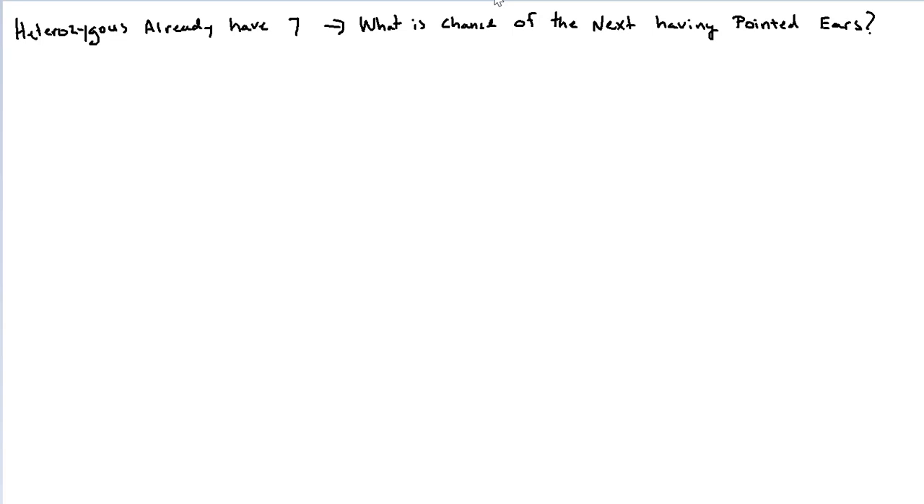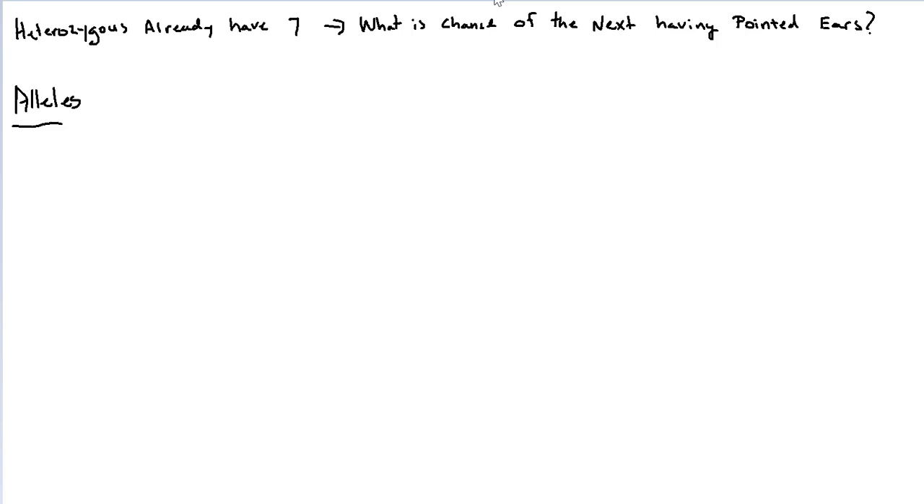Okay, we've got some rabbits going here. Let's see what we've got. These heterozygous parents have already had 7 offspring. Basically, the question is asking, what's the chance of the next one having pointed ears? What's the probability of that?